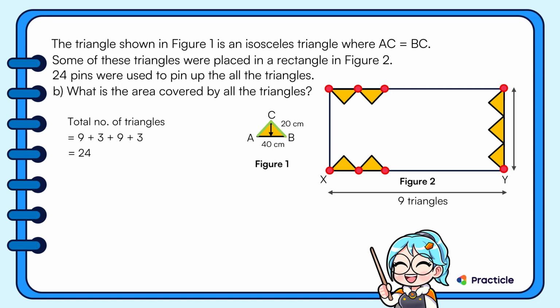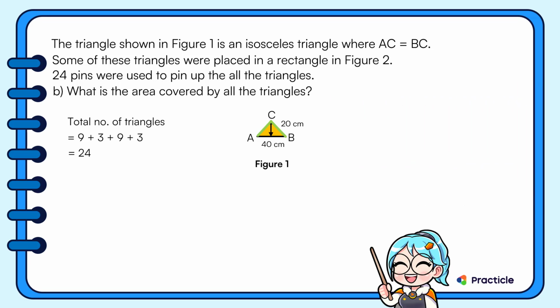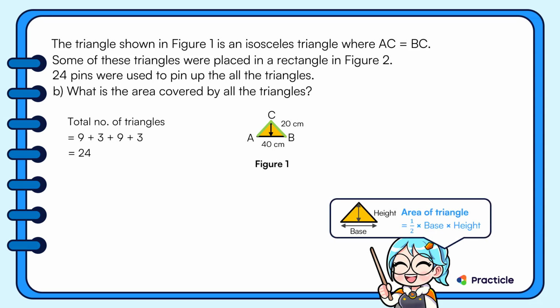And now it's time to throw away the rectangle. We are just going to look at the triangles. Do you remember the formula for finding the area of a triangle? Using our friendly half times base times height, we can find the area of one triangle. Let's multiply half by 40 by 20. This gives us 400 square centimeters.